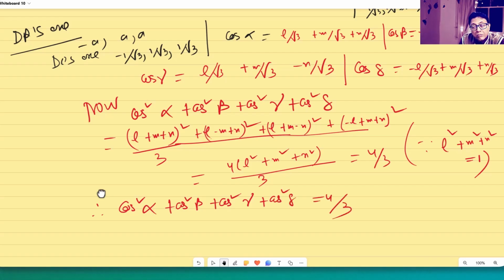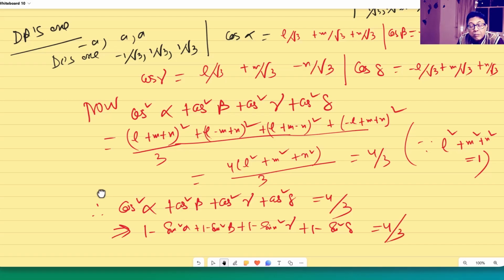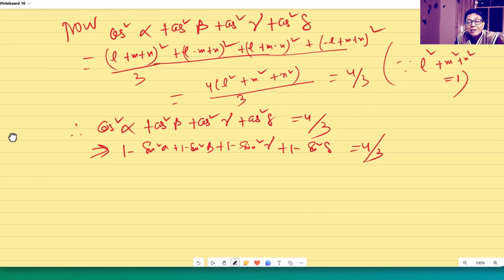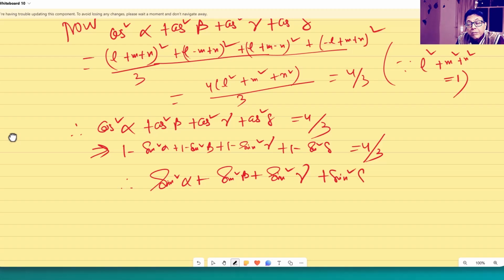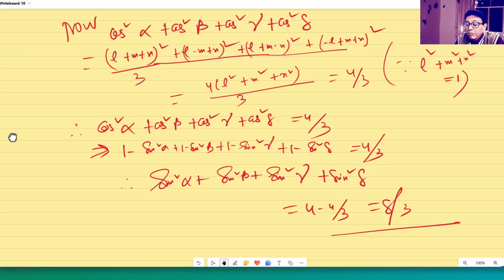Okay, this you write 1 minus sine square alpha. This is four by 3. 4 by 3 means sine square alpha, sine square beta. If you take these four terms together, understood? I have done it a bit faster because it's a big one.